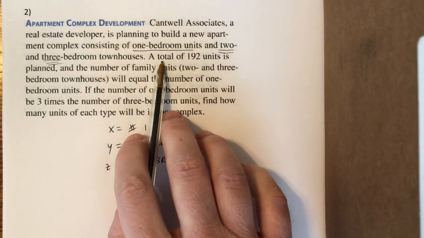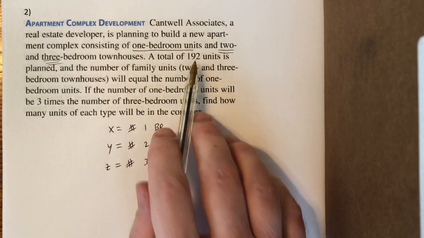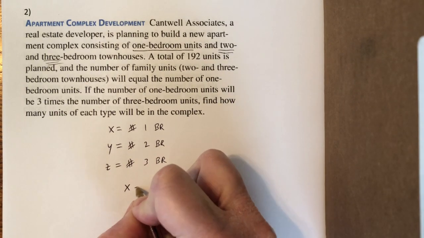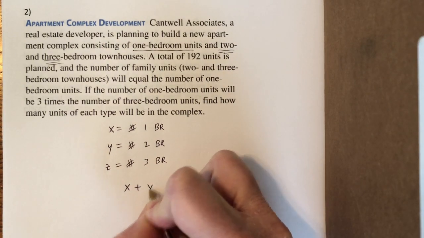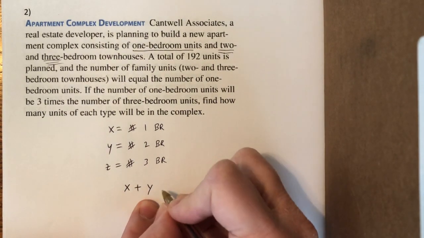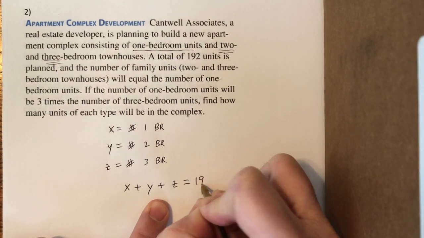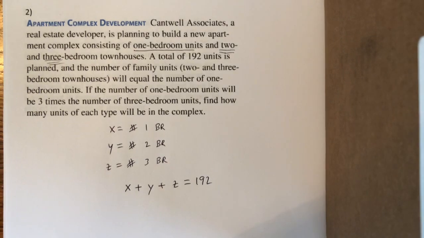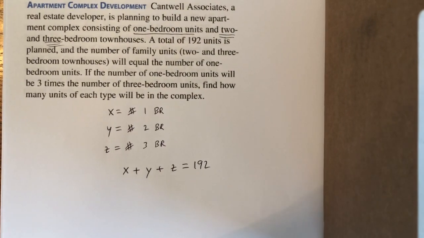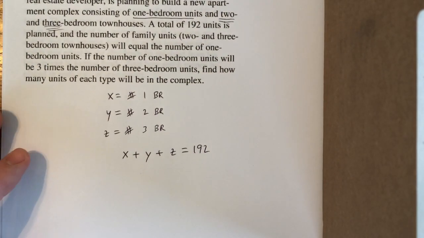Well, we know that there are a total of 192 units. So right away, we can do this equation. Number of 1 bedroom plus number of 2 bedroom plus number of 3 bedroom has to be equal to the total amount of 192. Okay, what else do we know?